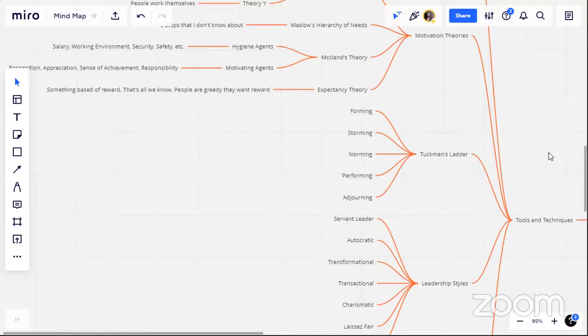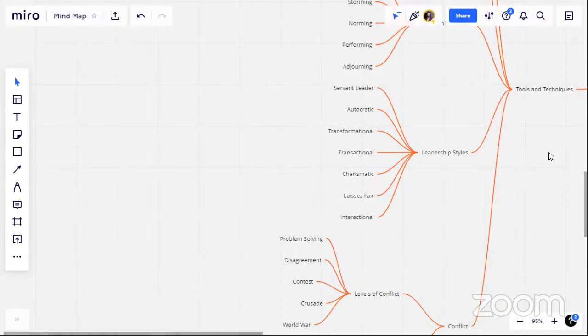And then for leadership style, there are various styles, which are servant leader, autocratic, transformational, transactional, charismatic, laissez-faire, and interactional. We are encouraged to be a servant leader for PMP, whereby we serve the team and work closely with the team.